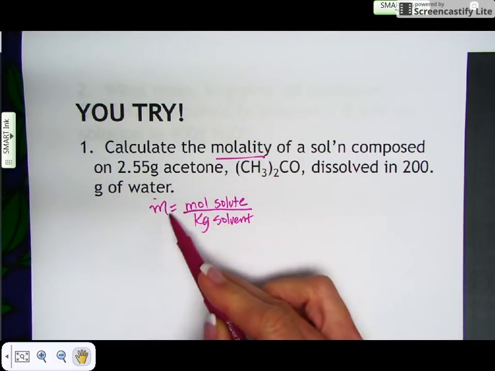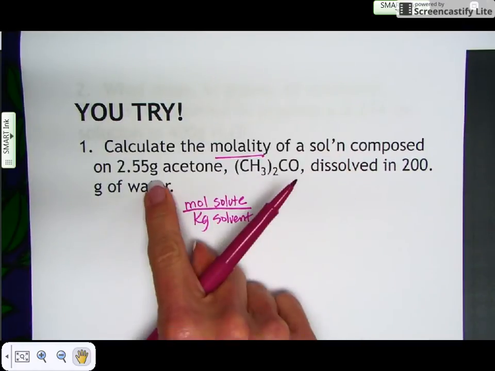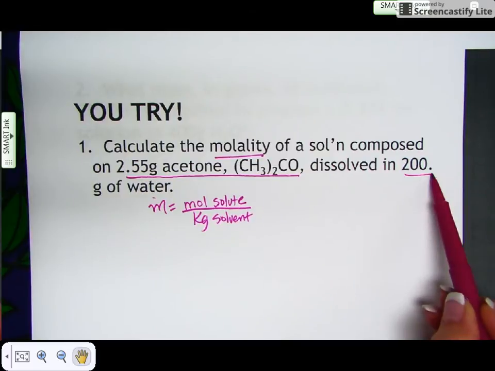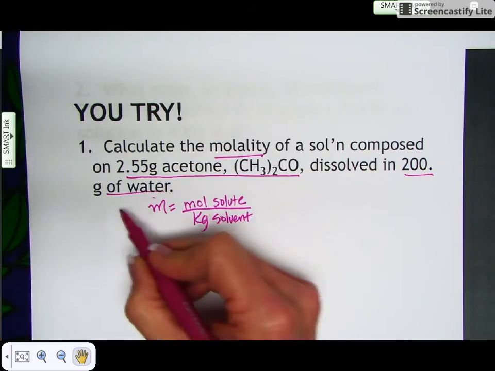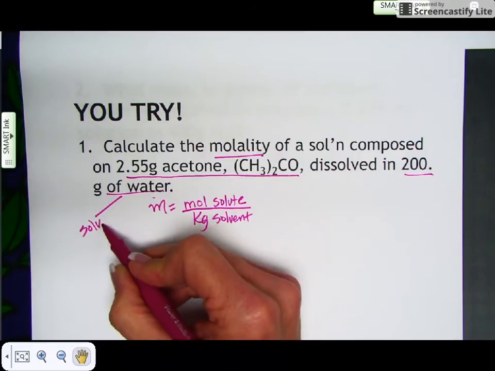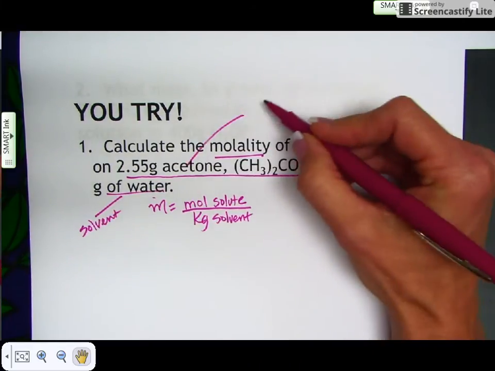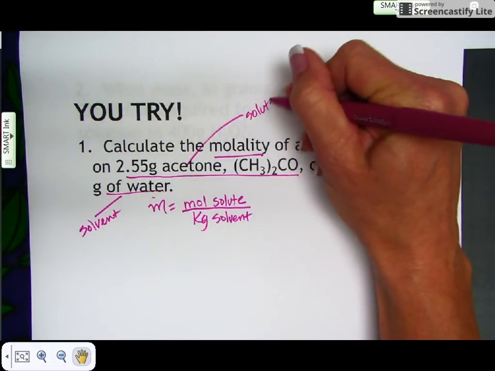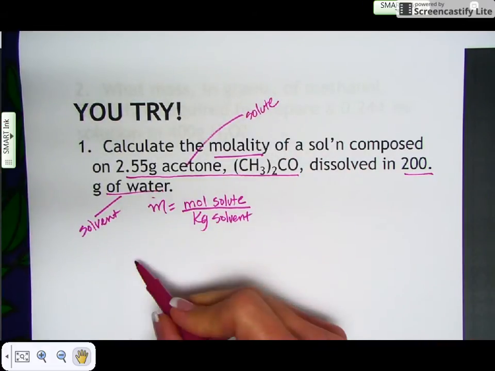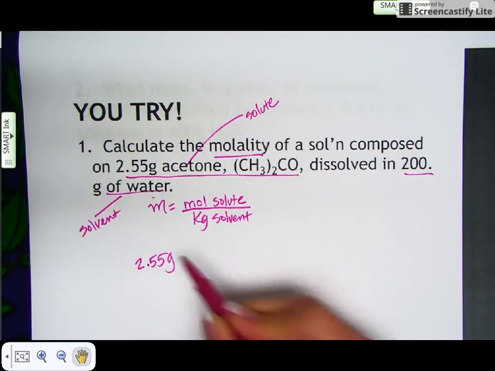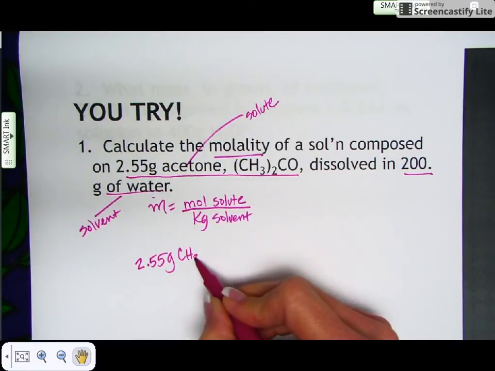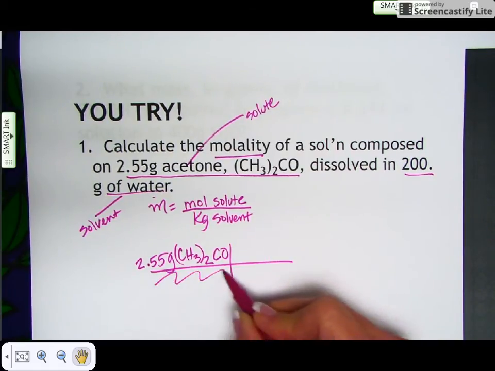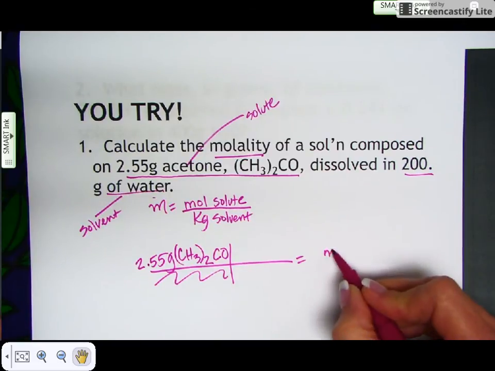They want us to find the molality of a solution that's made up of 2.55 grams of acetone, again, dissolved in 200 grams of water. So the water is our solvent, and the acetone, fingernail polish remover, if you will, is the solute. So we've got to convert the 2.55 grams of acetone, (CH3)2CO, to moles.